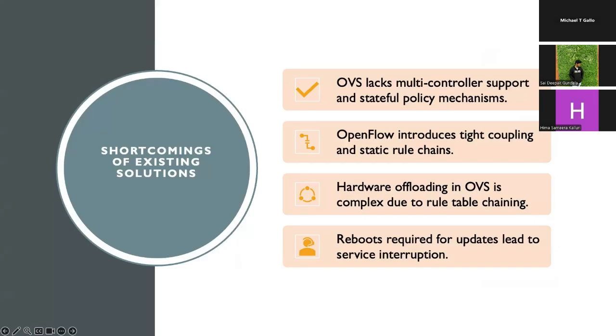Most problematically, most of these solutions require reboots for updates, which interrupts service and impacts customer workloads. Imagine having to take down thousands of VMs just to update network policies. The operational impact would be enormous. These limitations made it clear that a new approach was needed for cloud scale networking.